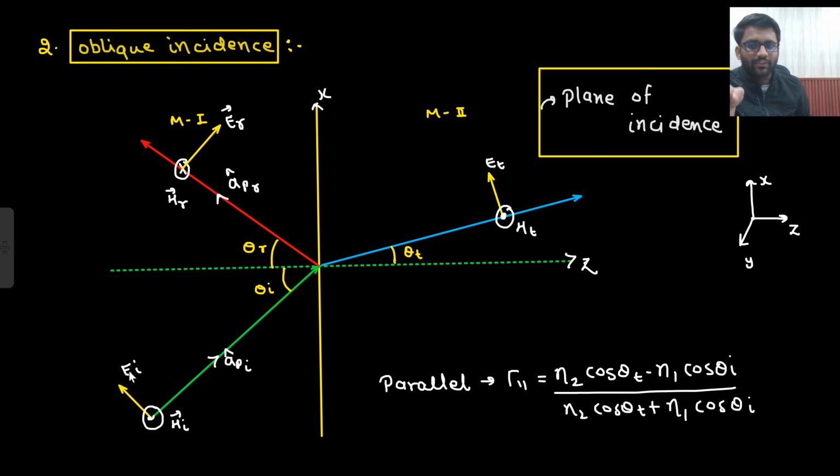So if I ask you whether my incident electric field and transmitted electric field are in the same direction, you will say no. This has an angle of theta I and this has an angle of theta t, but the orientation is the same. The orientation is like this only. Is that clear to you? So this is how we studied parallel polarization. Now come to perpendicular polarization.